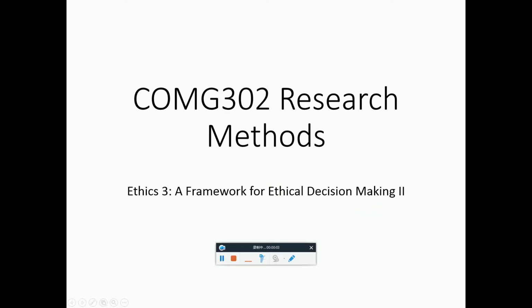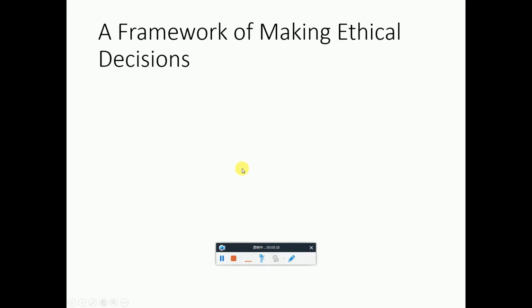Alright, so let's continue on how to integrate the 5 approaches of ethical considerations to make decisions in conducting social scientific research. We should know that making good ethical decisions really requires a trained sensitivity to ethical issues and a practiced method for exploring the ethical aspects of a decision and weighing the considerations that should impact our choice of a course of action.